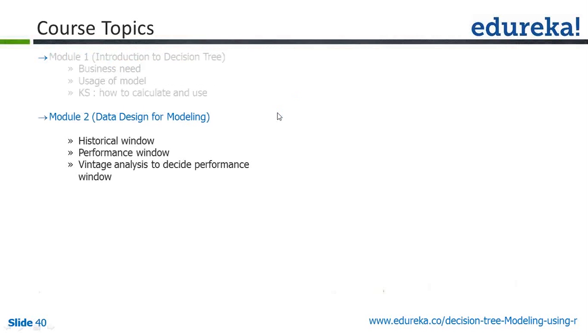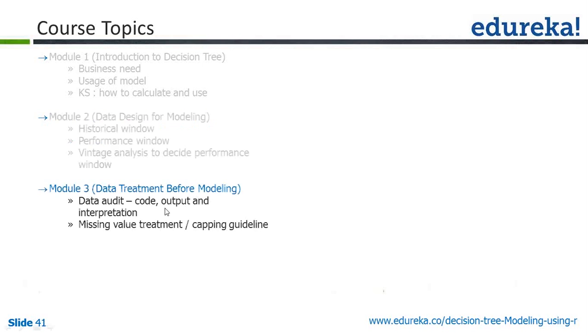There is a module 2 where we will talk about how you design the historical window and performance window, and how you perform vintage analysis to decide whether you should take performance as of 14 months or 16 months or 18 months or 24 months. So all these things you are going to do in module 2.